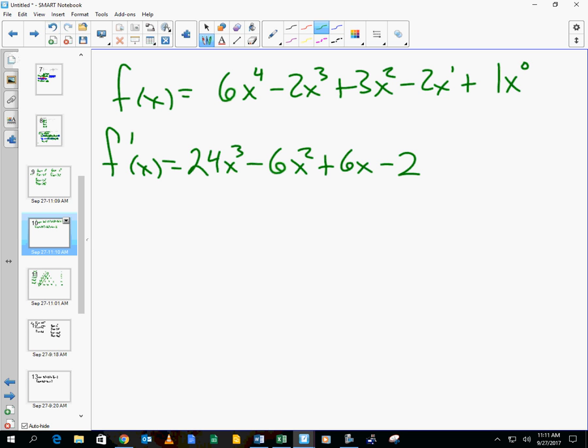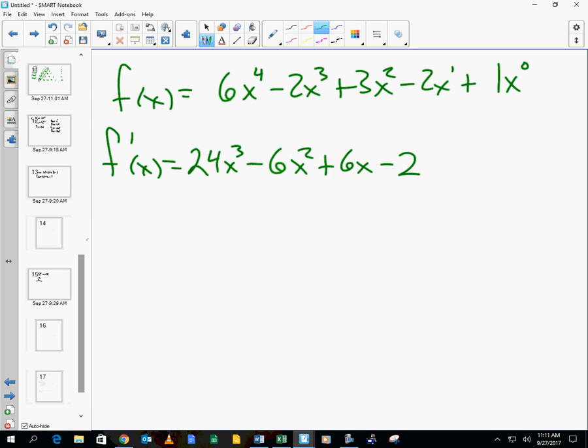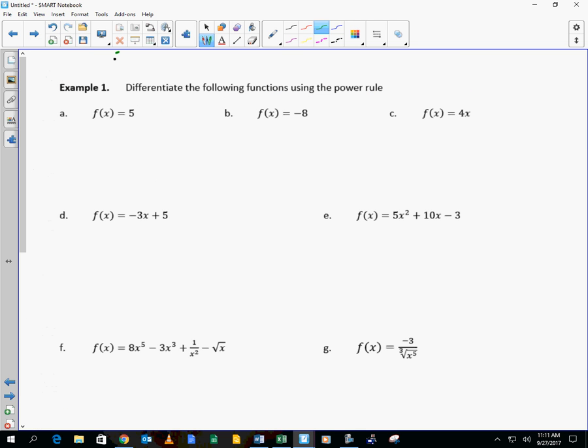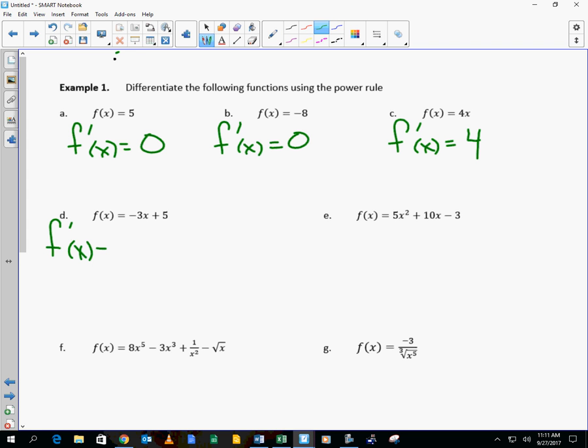This is called the power rule, and it is awesome. It is beautiful. It makes life wonderful in calculus, and we're going to do it. F of x equals 5. What's the derivative? 0. F of x equals negative 8. 0. F of x equals 4x. 4. F prime of x.